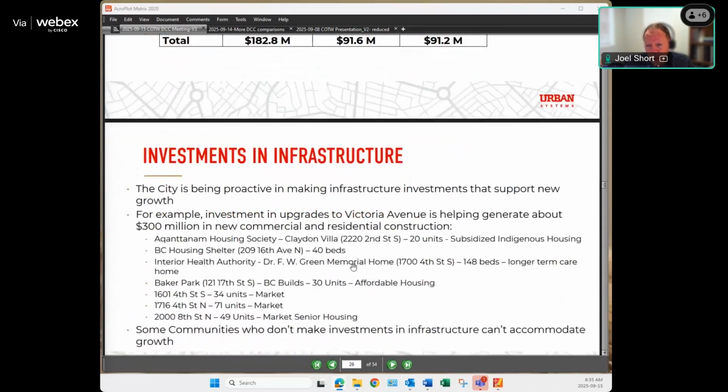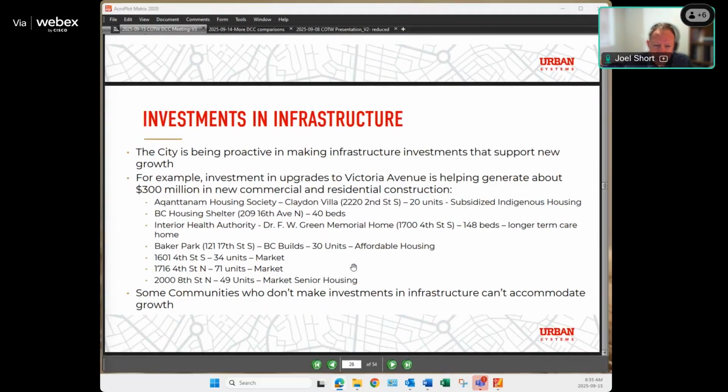Now, just a little discussion about investments in infrastructure. When you undertake good transportation master plans and capital planning, you can be proactive in making infrastructure investments that support new growth. I understand from information provided by the city that investment in upgrades in Victoria Avenue, for example, is helping generate about 300 million in new commercial and residential construction. And there's a list here of a number of projects that are benefiting from that investment in infrastructure.